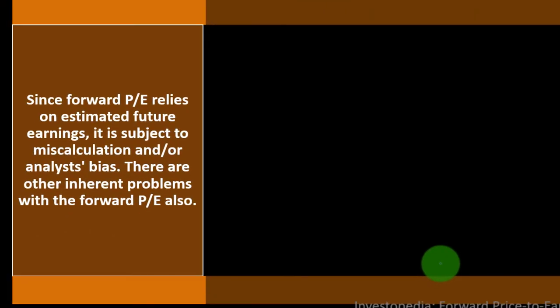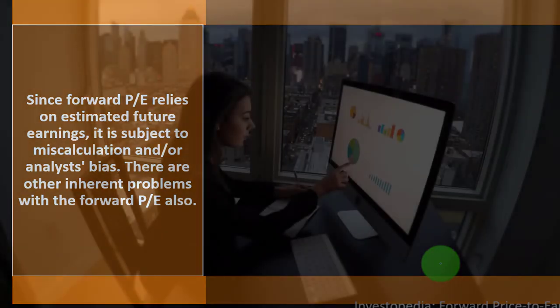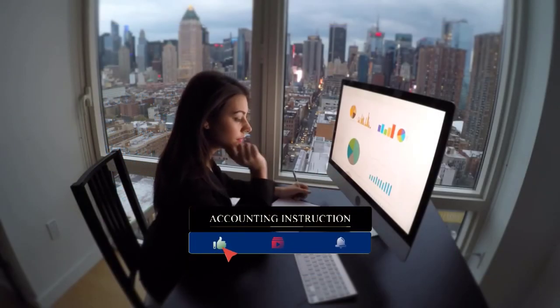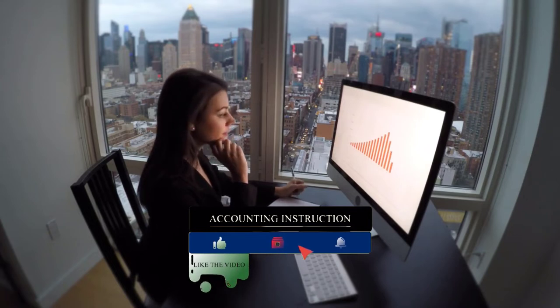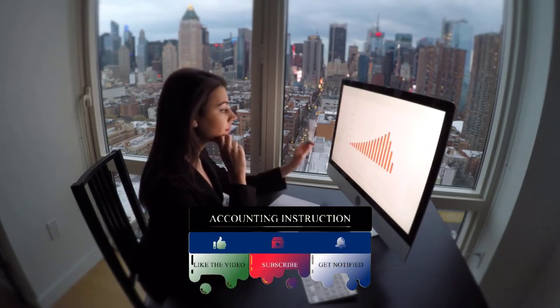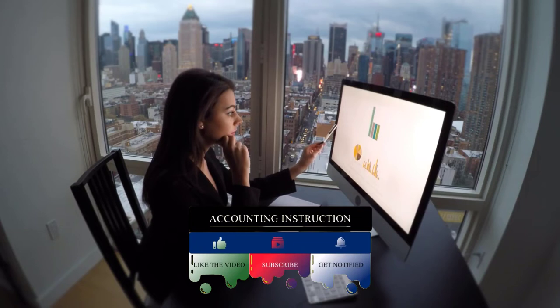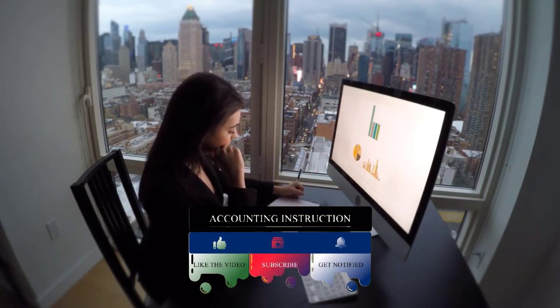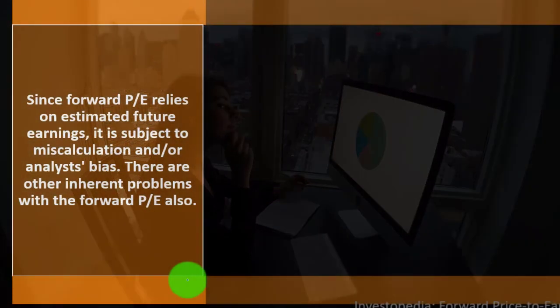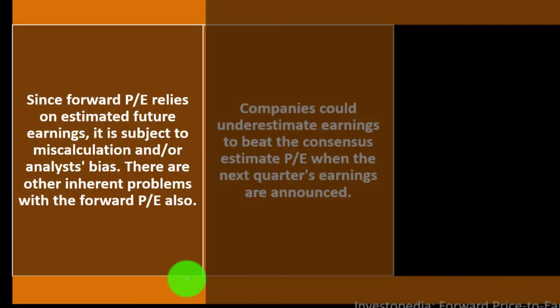Since forward PE relies on estimated future earnings, it is subject to miscalculation and/or analysts' bias. So we could mess up what we think the future is going to be, of course. And obviously, when we're getting future projections from people, those projections, even if they're analysts that are not within the company, could be biased on their own because they're trying to rationalize their own decision-making process. So everybody's going to have their own take on things. So there are other inherent problems with the forward PE also.